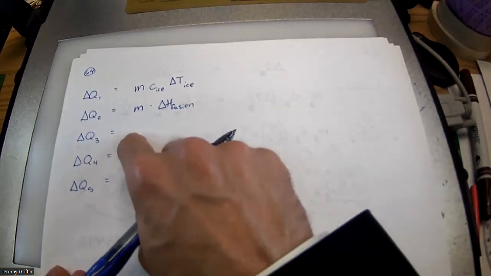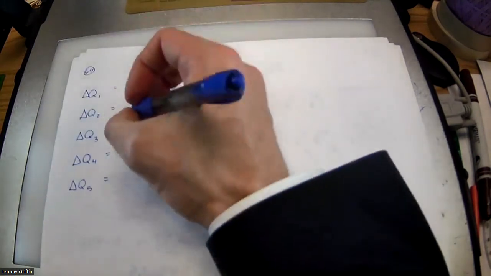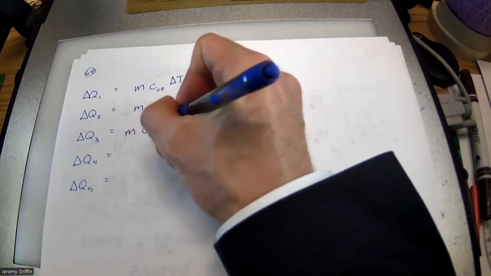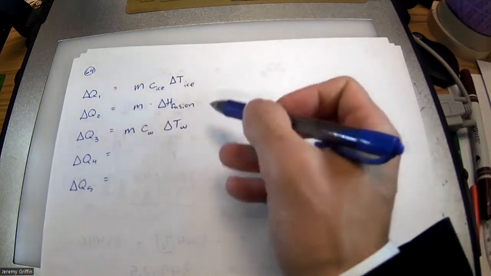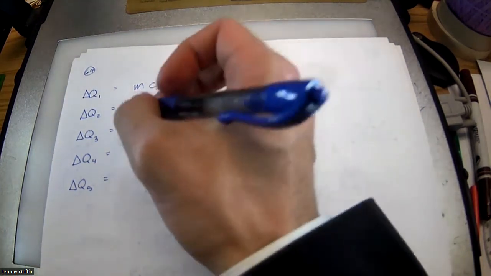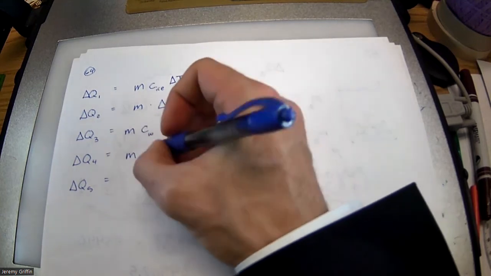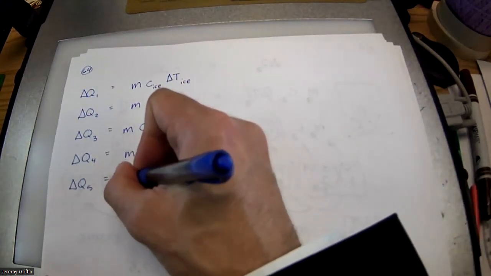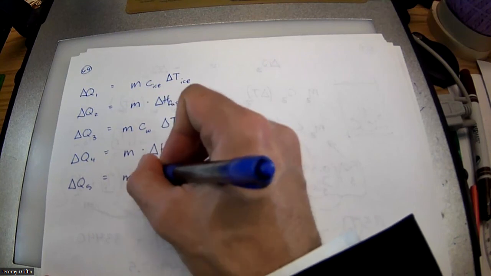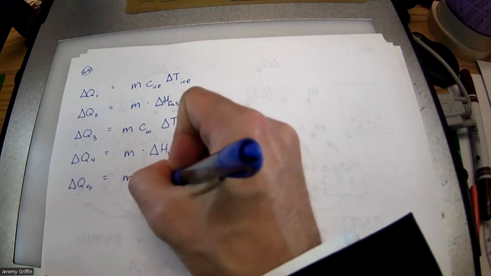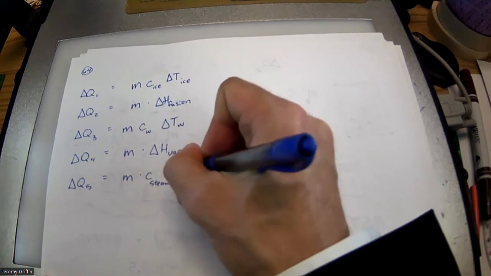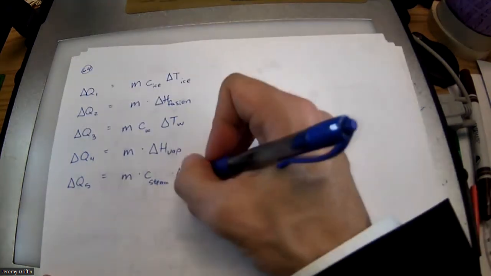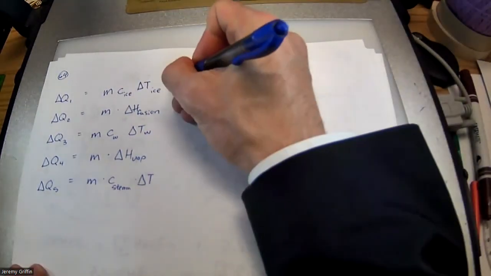The third part of the journey, we're going to take the water from 0 degrees up to 100 degrees Celsius. So that's M C water, delta T water. And that delta T, of course, is going to be 100 degrees, go from 0 to 100. The fourth part of the journey is going to be that mass times the latent heat of vaporization. And the last part of the journey is we're going to take that last bit of steam, mass times C of steam, times delta T to bring it up to its final temperature. All right, you guys got that? 5-part journey?